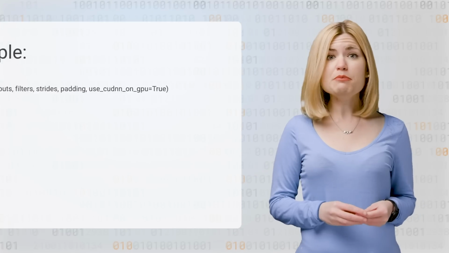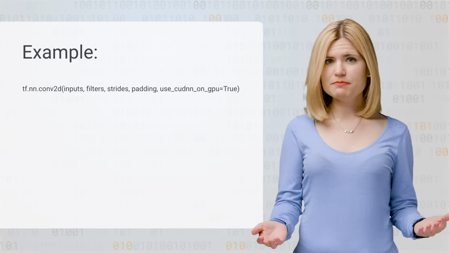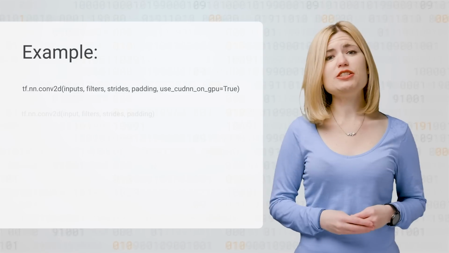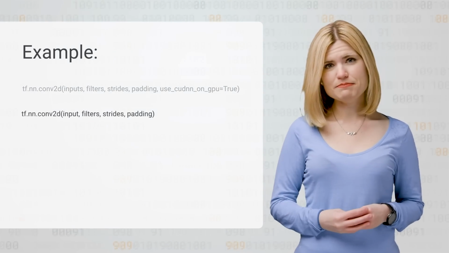The conversion process is not able to upgrade all functions. One notable example is tf.nn.conv2d, which no longer takes the use cuDNN on GPU argument. If the script detects this, it'll report to standard out and in the report, and you can fix it manually. For example, if you have this, you'll need to change it to this.